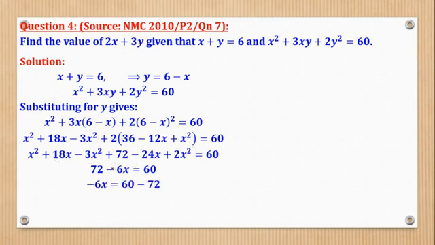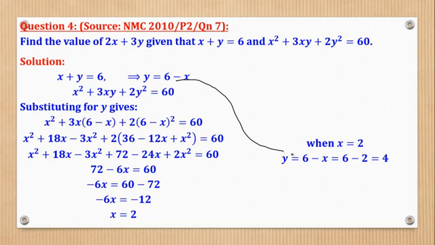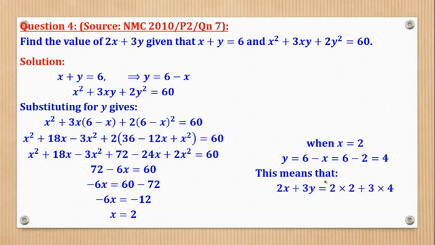Then again, collect like terms. Take this 72 this side to come up with this. Simplify and divide both sides by negative 6 to give you the value of x. Then what about the value of y? So when x is that, come here and get the value of y. So y is 4, meaning that I can get this expression. So substitute for x and y, simplify and get the answer.